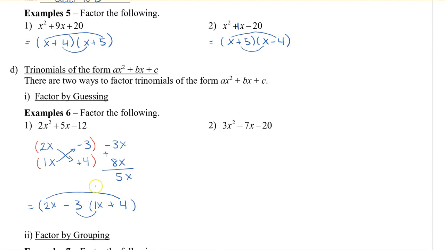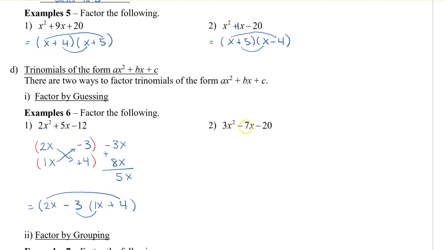2x times x is 2x squared. 2x times 4 is my 8x, which is what we got here. Negative 3 times x is negative 3x, which is this. And then when I add them together, I'm going to get 5x. And then negative 3 times positive 4 gives me the constant of negative 12. Okay, let's try another one.